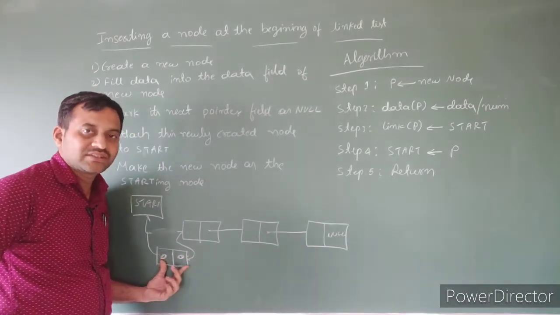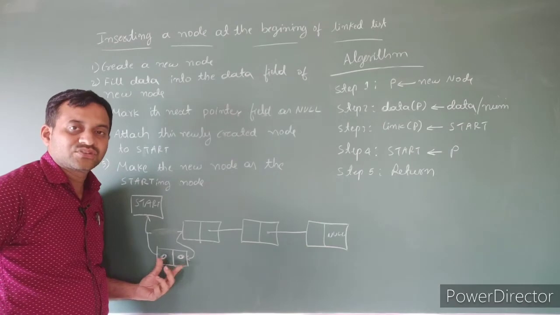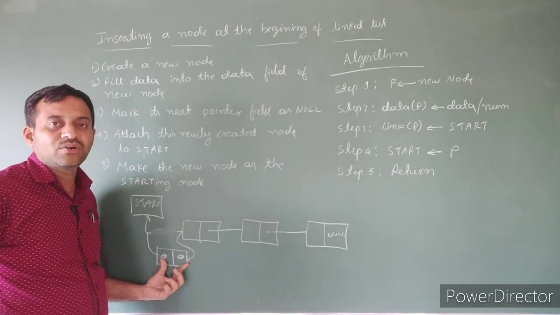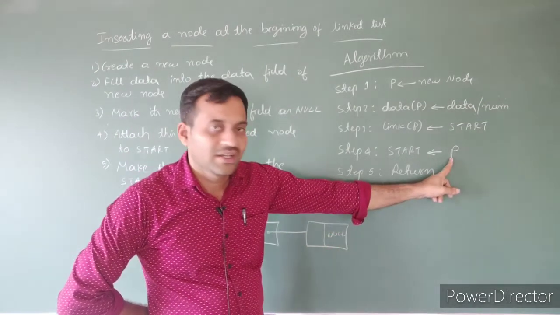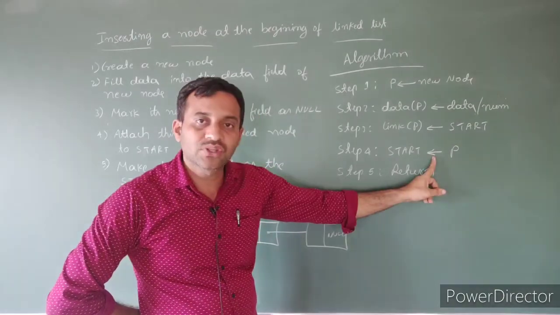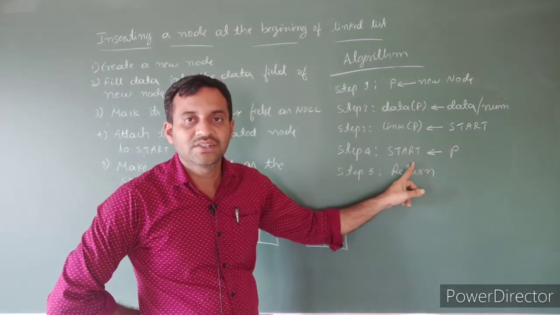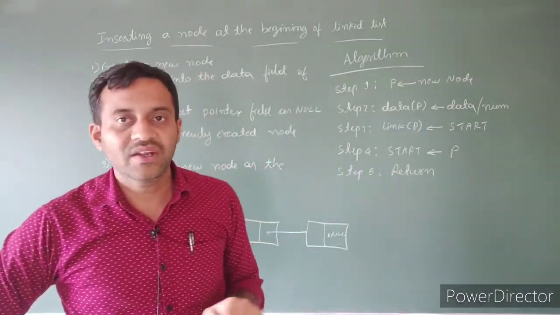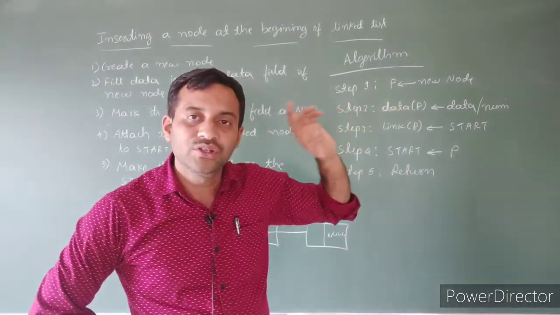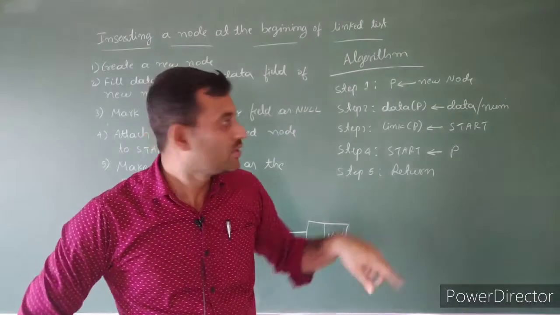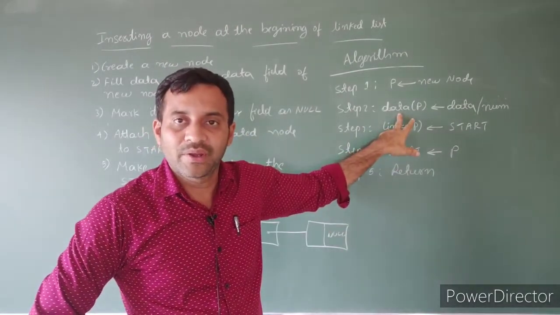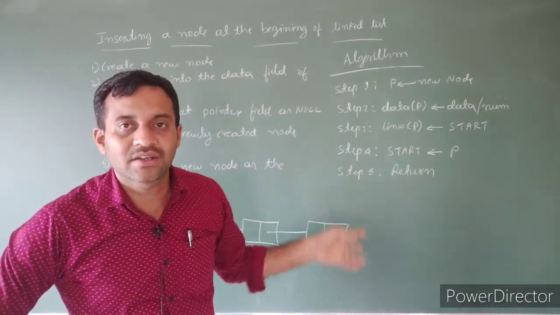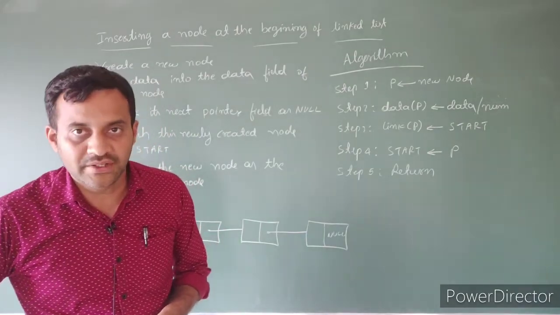Then we make this the first node. When it becomes the first node, we store its address in the starting pointer, so the newly created node becomes the first node. For that, the new node P is assigned to start, where start is a pointer. Then return. So this is the algorithm where start is a pointer, P is a newly created node, data is an information field, and link is a pointer field. This is the algorithm for inserting a node at the beginning.